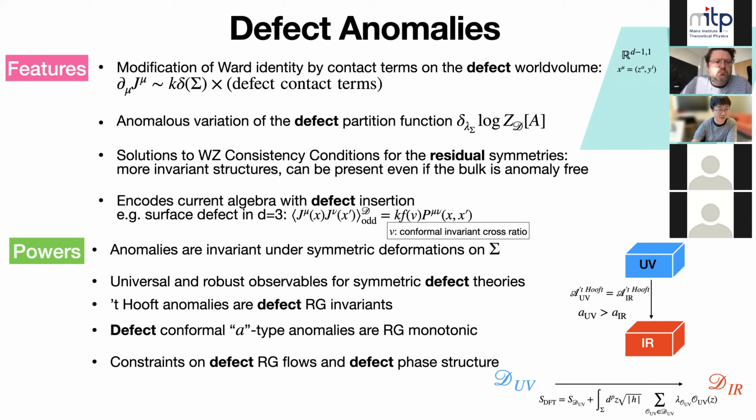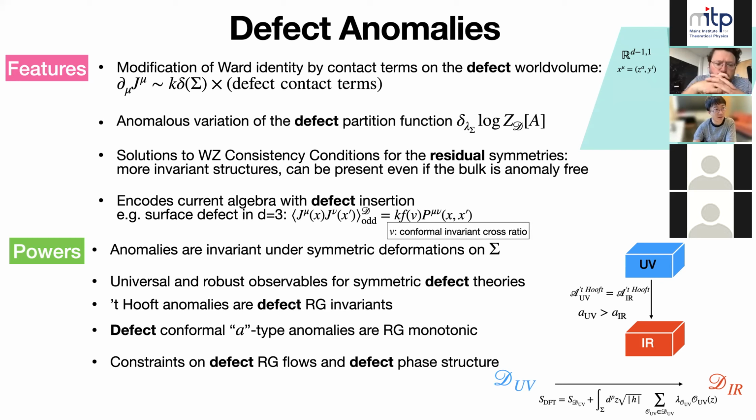For example, if you consider a surface defect in 3 dimensions, say a conformal surface defect in 3-dimensional conformal field theory, the 2-point function of a conserved current in 3 dimensions that is preserved by the defect can develop an anomaly. In that case, the anomaly, denoted by K, captures the parity odd part of this 2-point function on the defect. Importantly, the 2-point function is very complicated in the presence of a defect. There's a conformal invariant cross ratio here, denoted by V. But the nice thing is that this whole non-trivial function is completely determined by the anomaly coefficient.